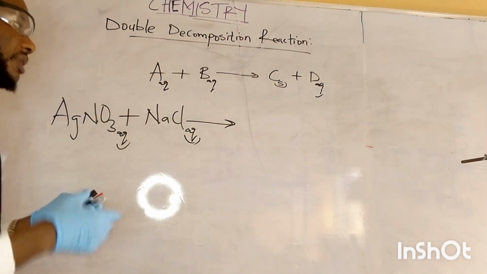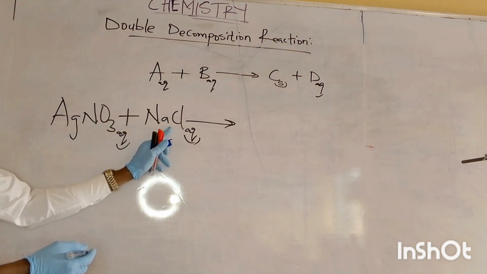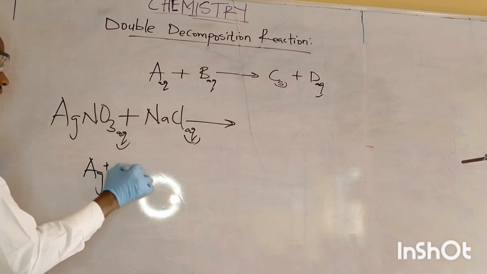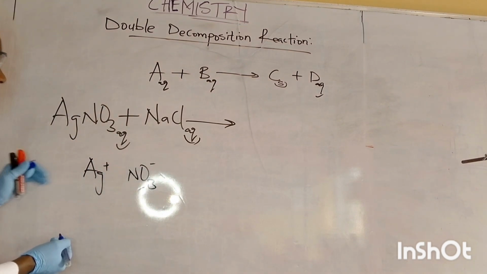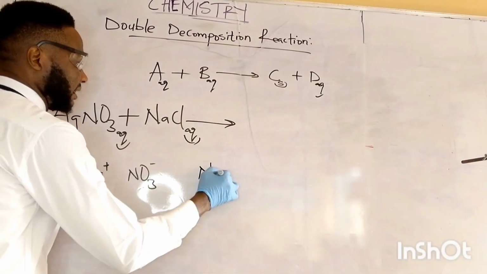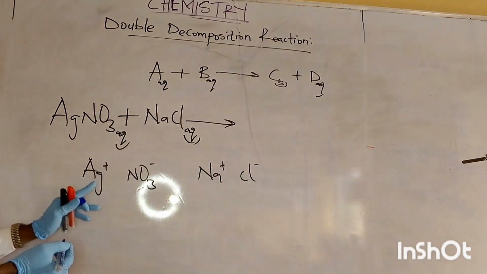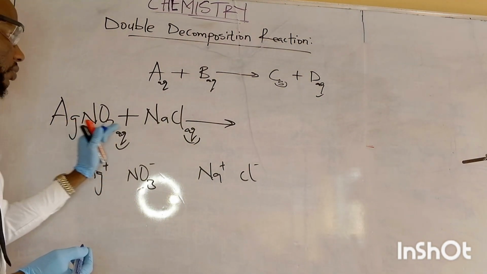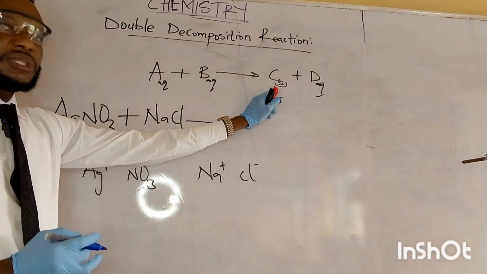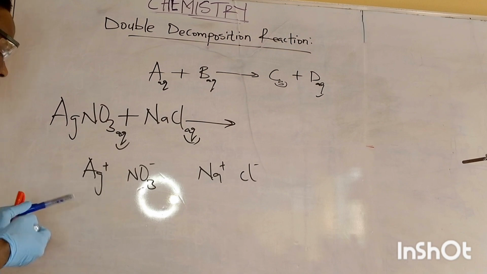Yes, let me take you guys to that place. By exchange of radicals. Now, what are the radicals here? And what are the radicals here? For this first, we have Ag plus and NO3 minus. These are the two radicals we have on this one. So we now have for this side Na plus and Cl minus. Do you understand now? So they are going to exchange their radicals to form the one that will be insoluble and the one that will be soluble.